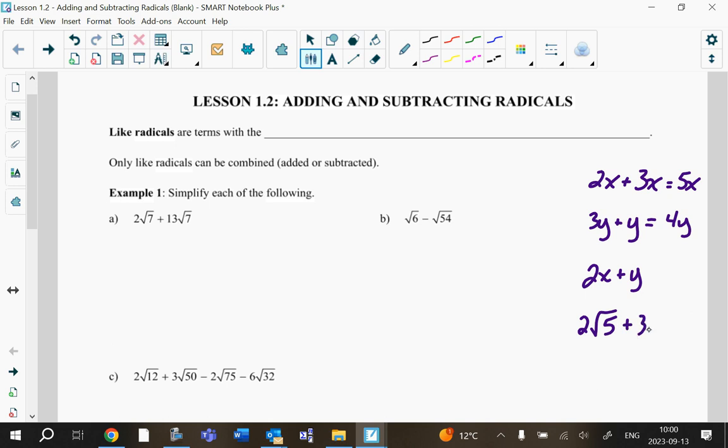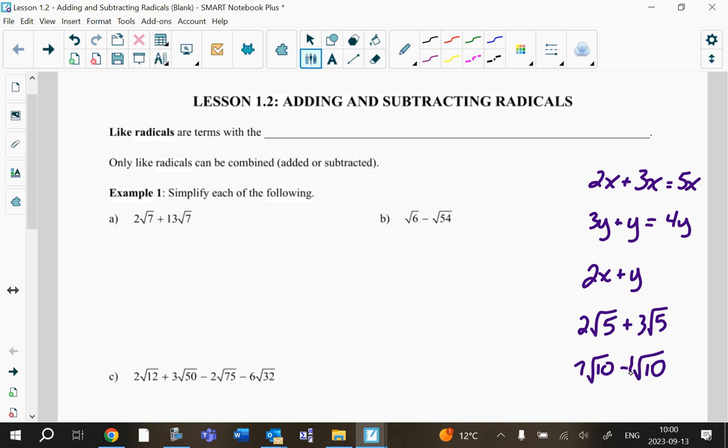what do you think this must be? 5 root 5. What do you think this must be? 6 root 10, because root 10 is the same as 1 root 10.